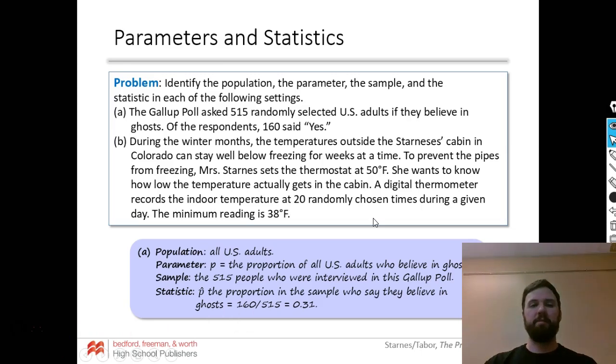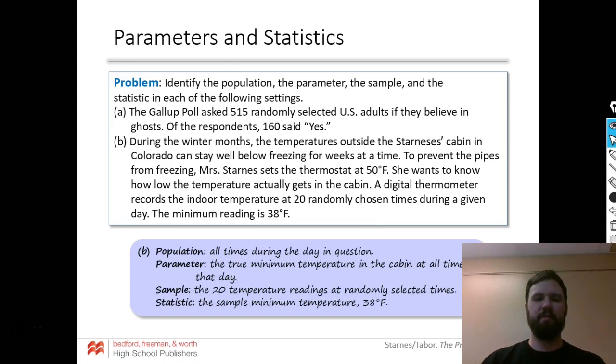Alright, let's look at B. You guys can read. Take your time. For B, they want to know when it'll be well below freezing. So they set the thermostat at 50 and want to know how low the temperature gets in the cabin with the thermostat set. So she takes the temperature 20 random times, and the minimum reading is 38.